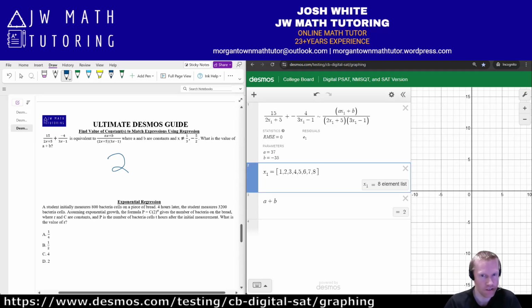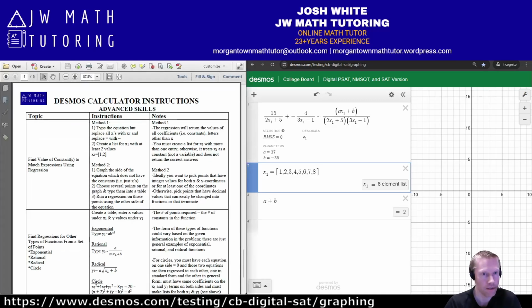All right, so now I'm going to talk about the second method to do this. So just to go back to the reference sheet. Essentially what we're going to do here is graph the left side of the equation. When I talk about the left side, I mean the side of the equation, or in this case regression statement, which doesn't have the constants, the side that just has the x's in it. Then I'm going to pick several points on that graph, type them into a table, and then do a regression, y1 tilde, and so on, using the other side of the equation.